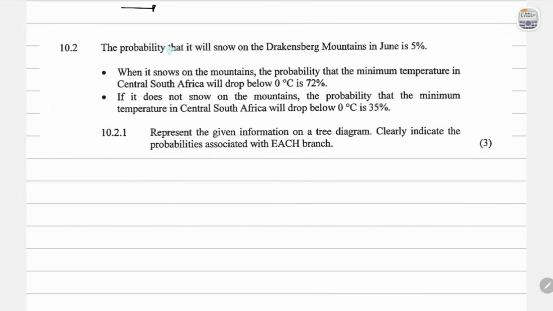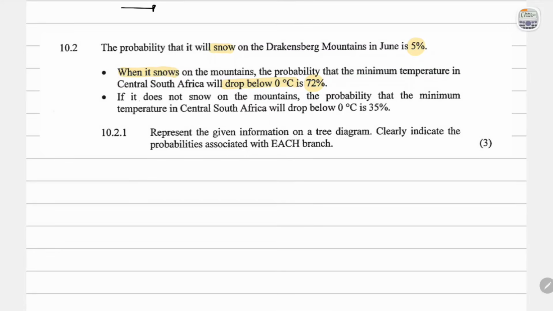Question 10.2 says, the probability that it will snow on the Drakensberg mountain in June is 5%. So the probability that it will snow is 5%. Then they say, when it snows on the mountains, the probability that the minimum temperature in central South Africa will drop below 0 degrees Celsius is 72%. So this is when it snows. On the condition that it snows, the probability that the temperature is going to drop below 0 degrees is 72%.